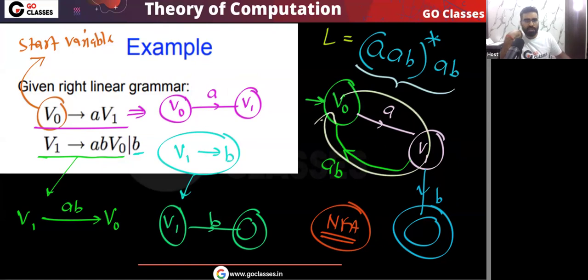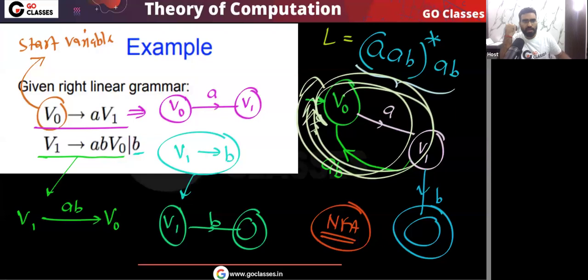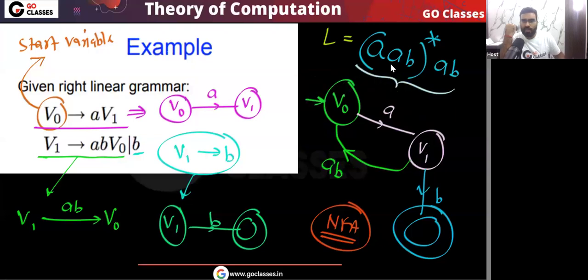You will go to state V0. Yes or no? Notice, you are standing here. Okay, now if you make this AAB, then now you are in the V0. Next AAB, now you are in the V0. Next, you are in the V0. So remember, this AAB whole star will keep you in the V0.